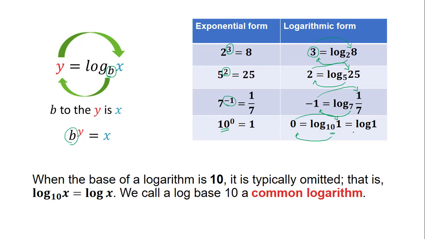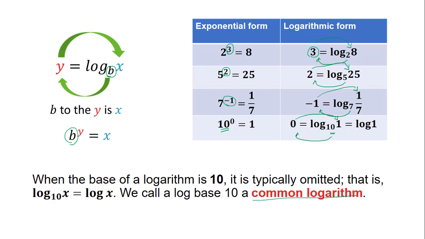And then we just mentioned a minute ago that log to the base 10 is what the calculator is actually finding, and we write that as just the log without an explicit base. So we can say that 0 is equal to log of 1. So when the base of the log is 10, it's typically omitted, and we call log base 10 a common logarithm.